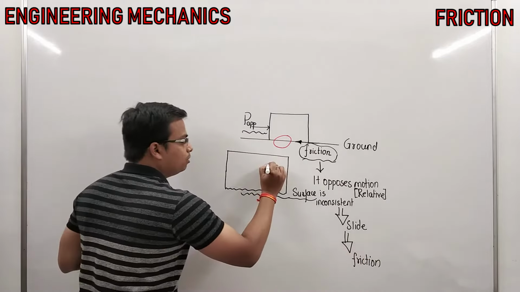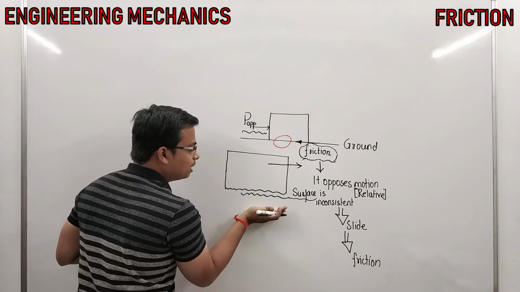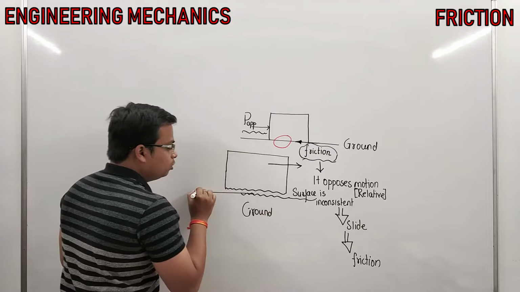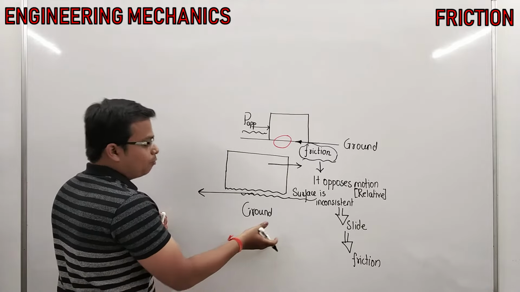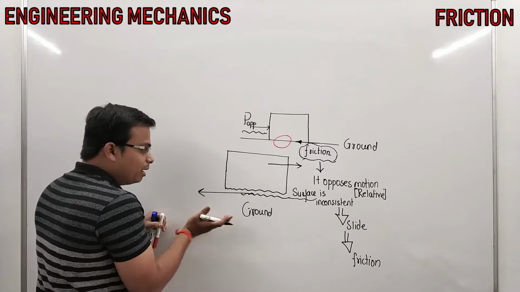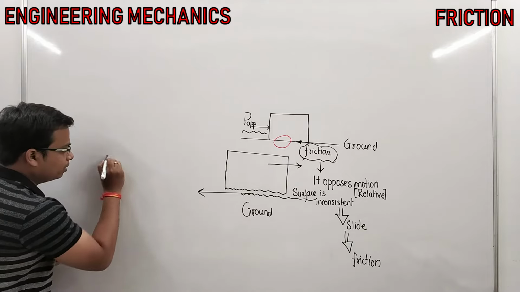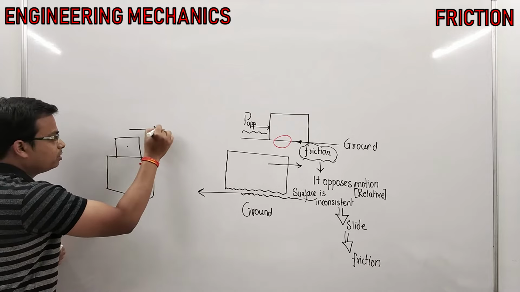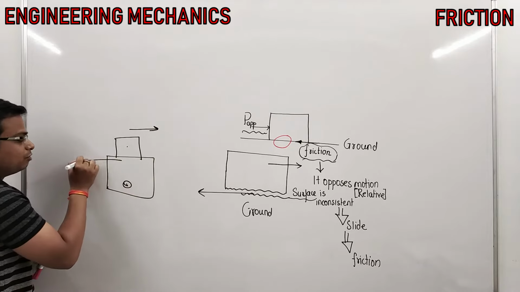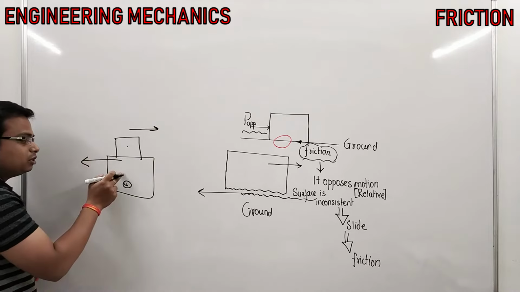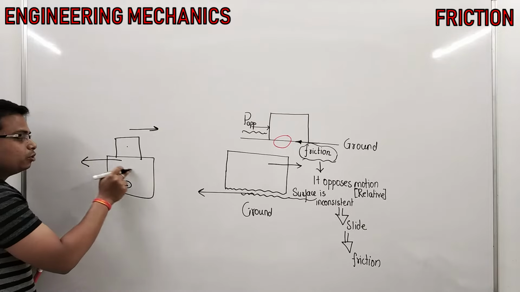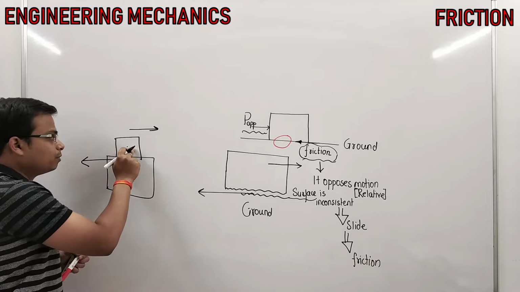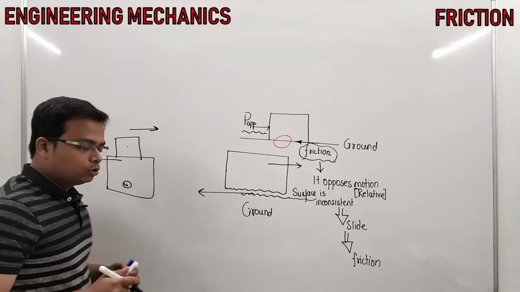So when this block tries to move in this direction, the ground over here applies a force of friction towards the left. Obviously the ground is not going to move in this direction, but let's say there is a surface over here and there is a surface over here. If this surface tries to move in this direction, this surface applies a friction force in this direction. And obviously, if this surface is going to move in this direction, then there is going to be a friction force towards the right-hand side, by this object onto this object. So that is the entire idea.